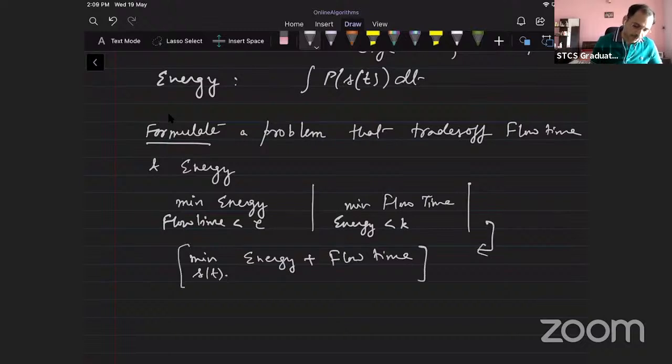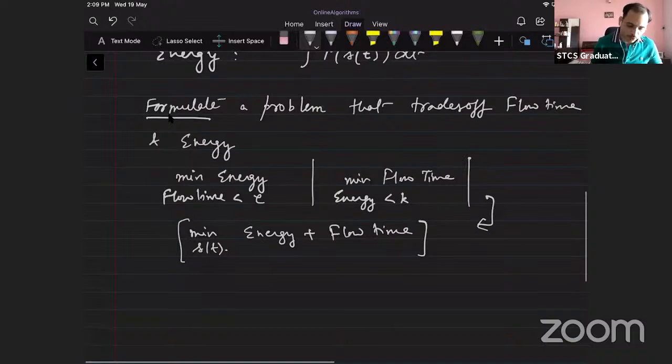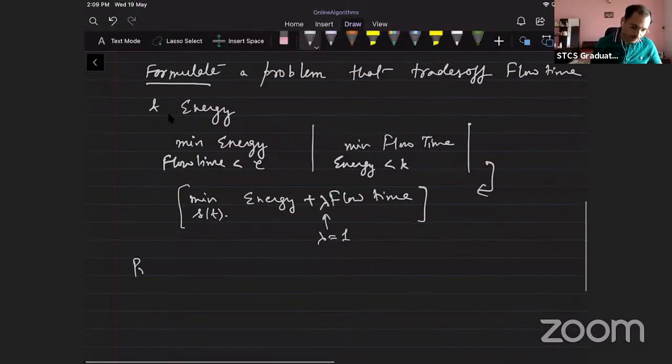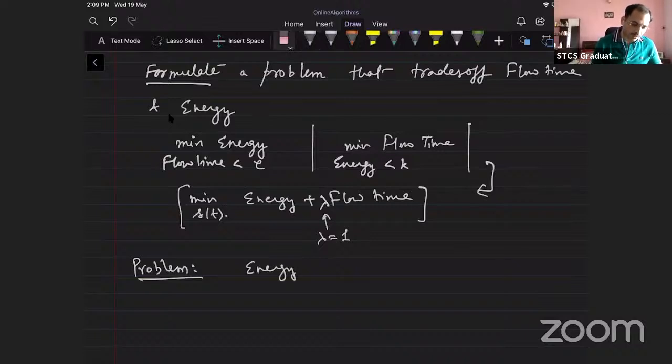Now there are connections of these problems to this as well. And if you know Lagrangian theory, you can see where these are connected. If you were to plant a lambda here, you would be able to connect the two problems above with this one. You can do this easily, but for the time being, we're going to set lambda equal to 1. So the problem of interest for us is going to be the flow time plus energy problem. That's what we call it.